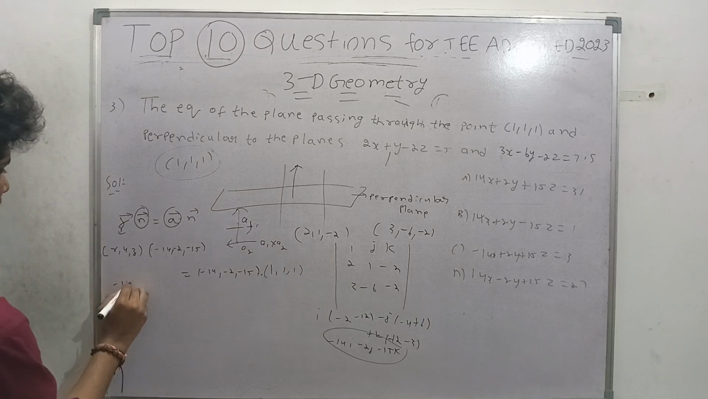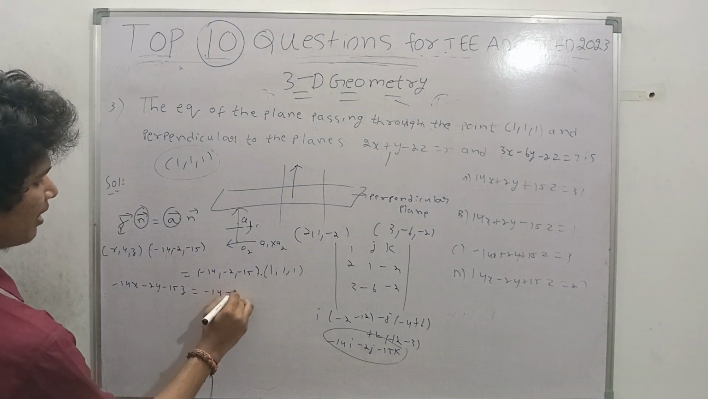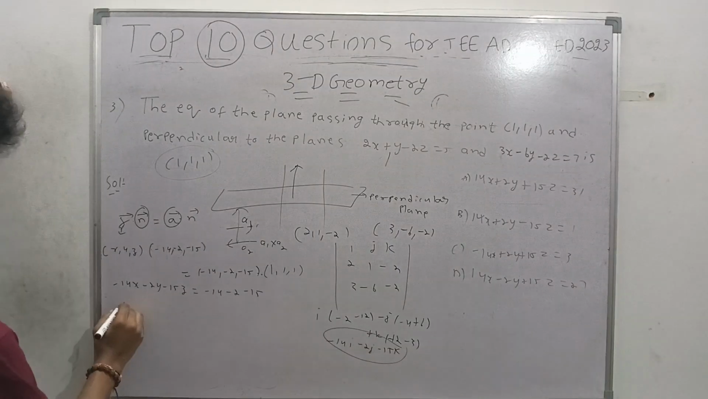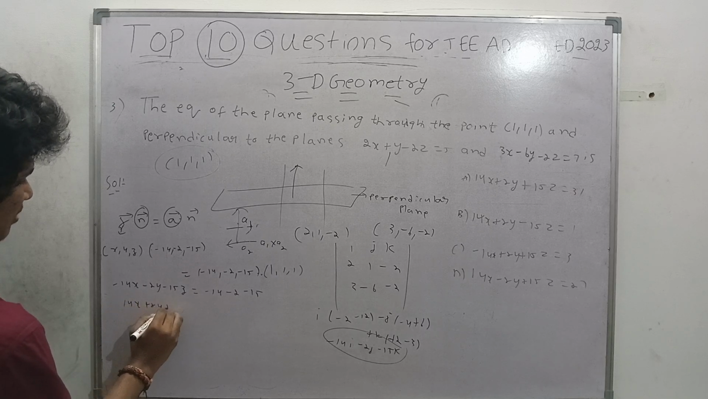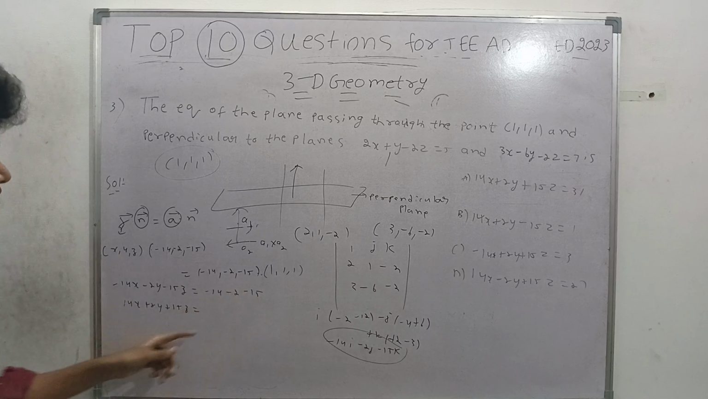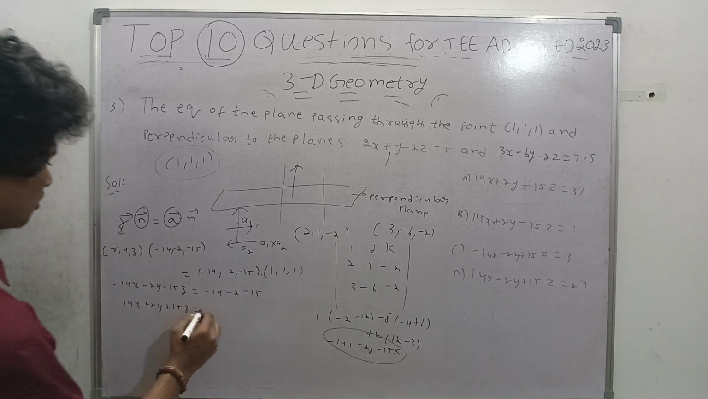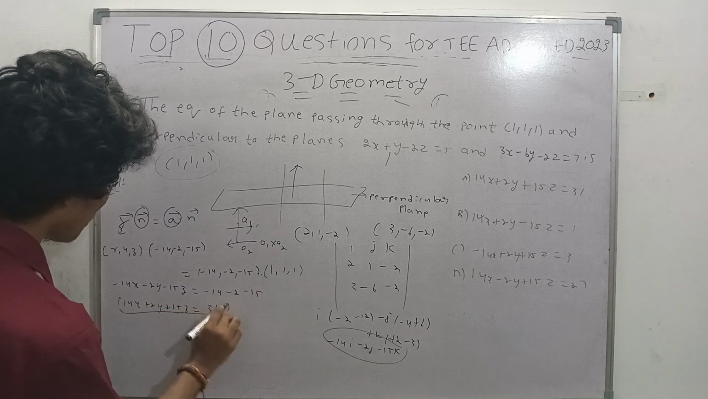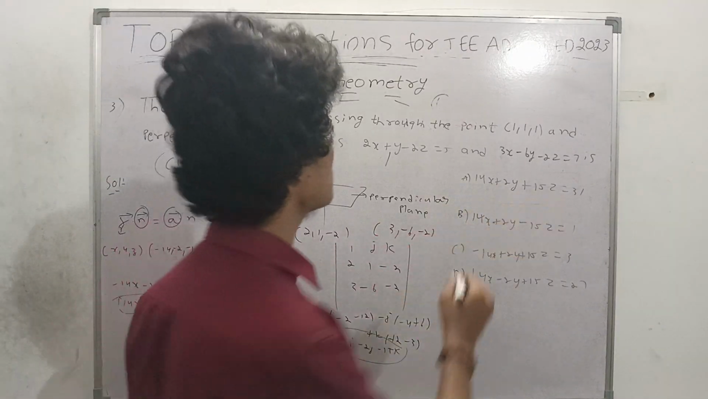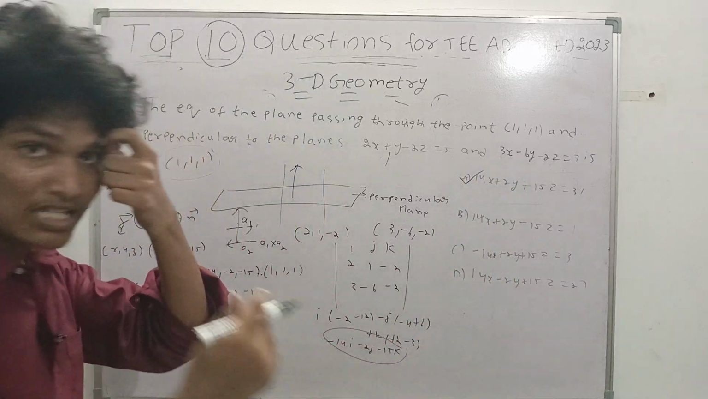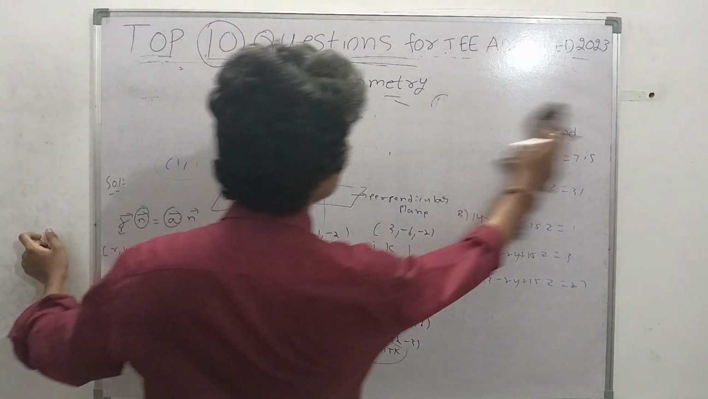So here it is minus 14x minus 2y minus 15z equal to minus 14 minus 2 minus 15. If you observe carefully, if I multiply with the minus, it will be 14x plus 2y plus 15z equal to the sum. 14 plus 2 is 16, 16 plus 15 is 31. So 14x plus 2y plus 15z equal to 31. So option A is correct. Like this you have to solve. The third question is also completed.